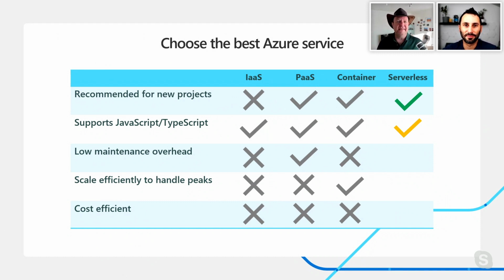Low maintenance overhead, I would say, based on everything I heard, yes, right? We don't have to worry about the server. We don't have to worry about the operating system that it's running on. No networking worries, no other worries like that. This is all taken care of by the cloud provider. So it's probably true. Does it scale efficiently to handle peaks?